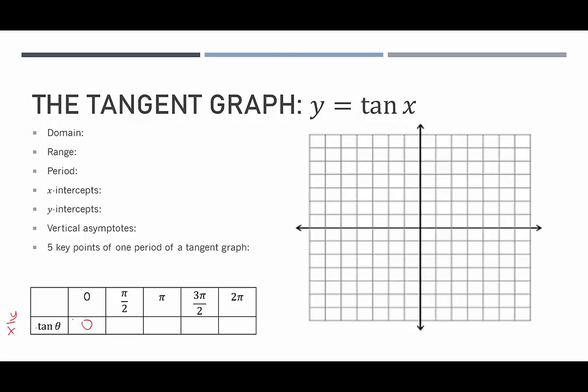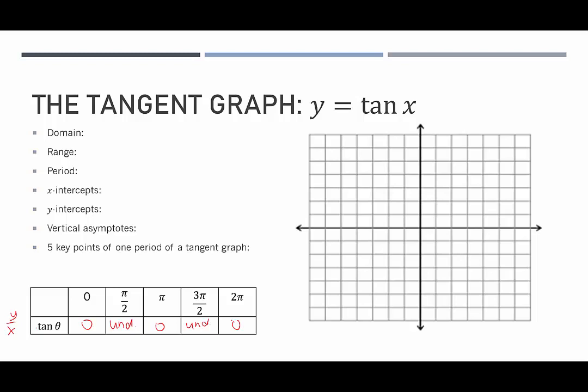Tangent of pi over 2, that would be 1 over 0, which is undefined. Pi would be 0 over something, so that would be 0. 3 pi over 2 is going to be undefined again, because that's where x is 0. And 2 pi brings us back to 0, so it will be 0. So this gives us some idea of what we're talking about here, and we can see that we do have some restrictions on our domain. There are some things that we're not allowed to plug in for the domain, so let's talk about that.